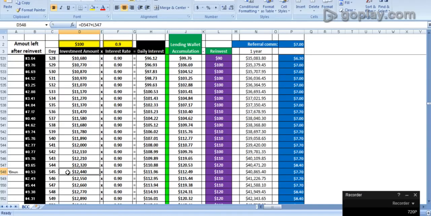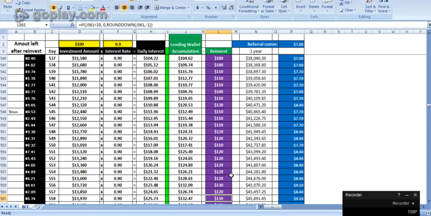Now here, after just 18 months, a year and a half, your $100 now became $12,440. You're making $111.96 every day. And now that growth is allowing you to make new daily investments of $110. Already, it's pretty crazy. I mean, if you think of this compared to any other investment you've done, take it as simple.